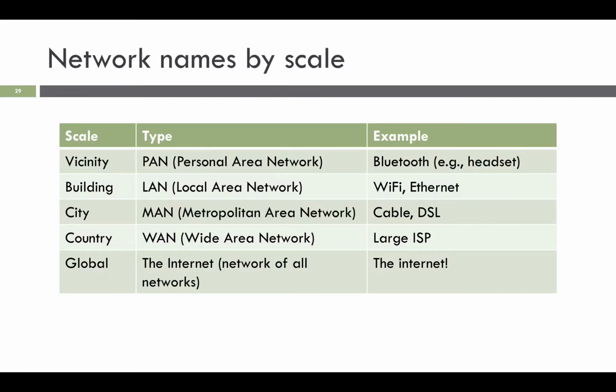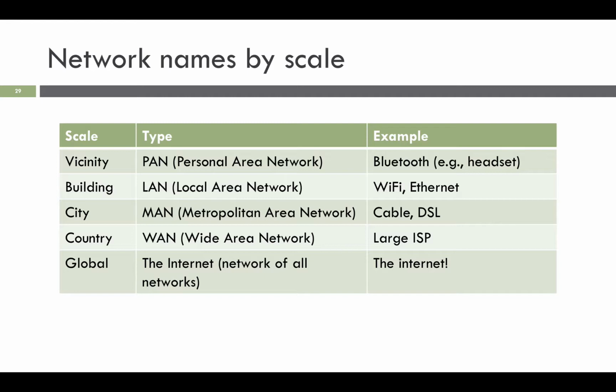Networks are classified on a scale of size. Most smaller networks connect to larger networks. A personal area network, or PAN, is a network in the vicinity of the device. For example, you create a PAN when you use your Bluetooth to connect your phone to a headset. A local area network, or LAN, is a smaller network that might be used in a building or campus. You connect your computer to a LAN using Wi-Fi or an Ethernet cable.